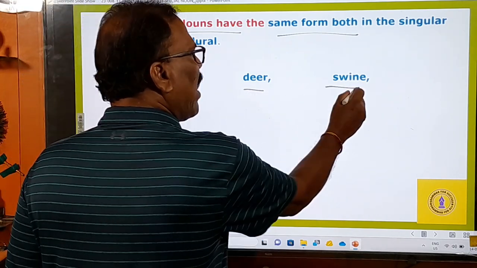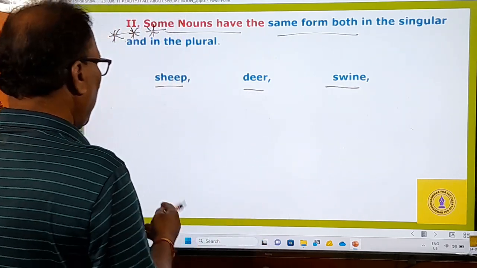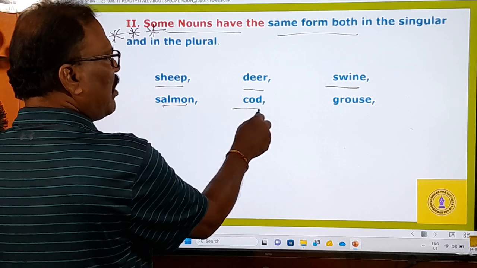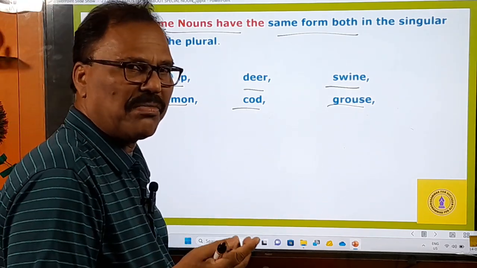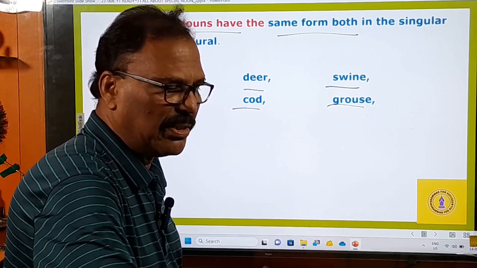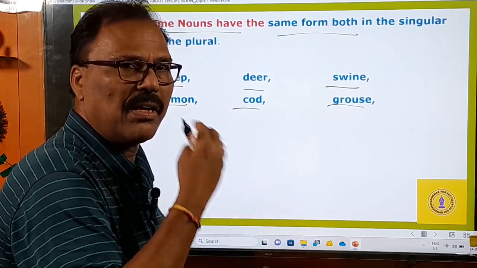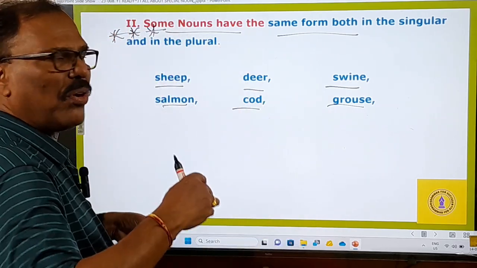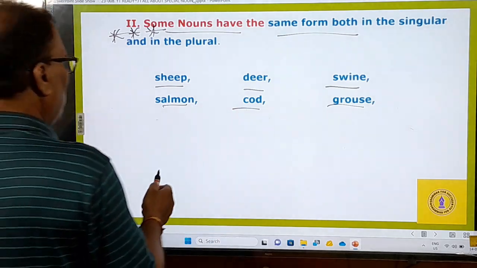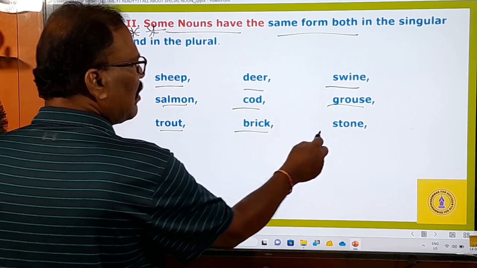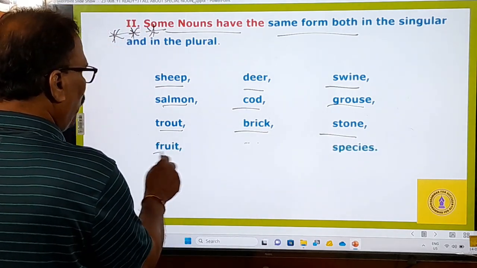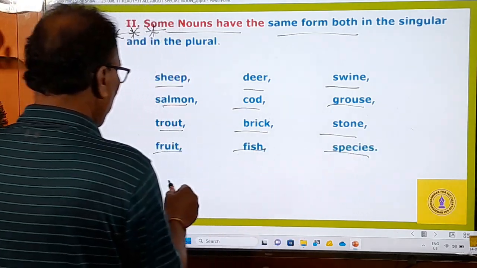Deer. Swine. Swine means pigs. And salmon, fish. Cod is a fish. Grouse is a kind of bird, you know. In the forest you can find jungle birds. They mostly try to live on the ground. They don't fly much. The grouse, you know, like that. Grouse means a kind of bird. Trout, it's a fish. Brick, stone, right? And fruit, fish, species, okay, species.